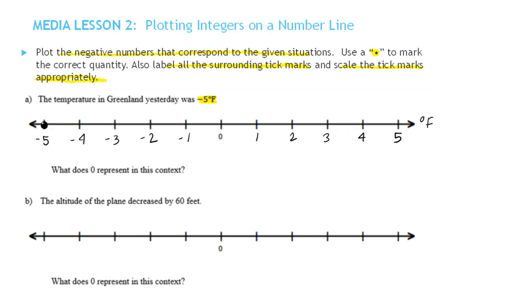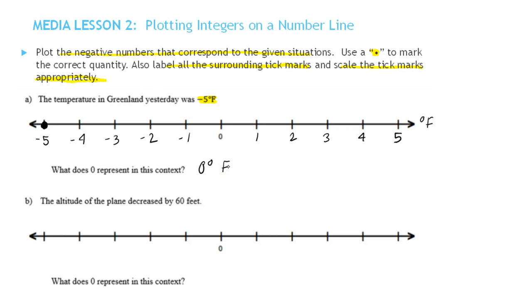Let's look at the next part. What does 0 represent in this context? So it's really useful to know what 0 represents when we're talking about contextual situations with negative numbers. So 0 here, we already defined our number line to be measuring degrees Fahrenheit. So 0 represents 0 degrees Fahrenheit.